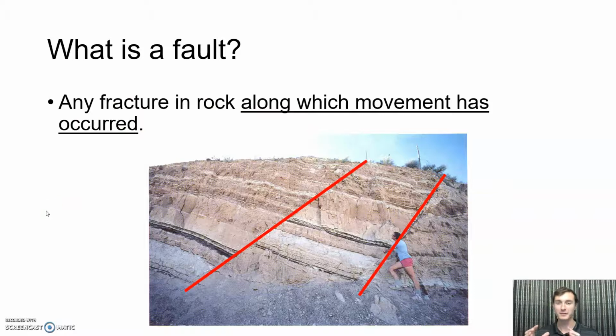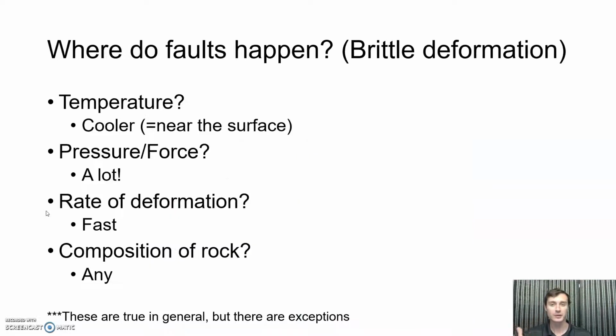So if you have a fracture, a crack, but there is no movement, that is called something else. It's something called a joint. To be a fault, there has to be movement along the crack. So now we ask the question, where do faults happen?